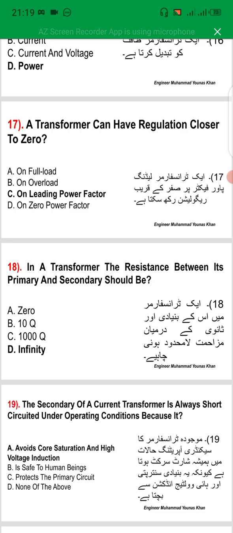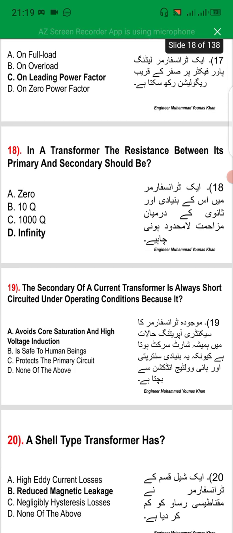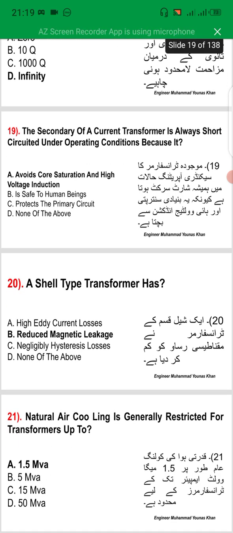A transformer can have regulation closer to zero on leading power factor. In a transformer, the resistance between its primary and secondary should be infinity. The secondary of a current transformer is always short circuited under operating condition because it avoids core saturation and high voltage induction. A shell type transformer has reduced magnetic leakage.